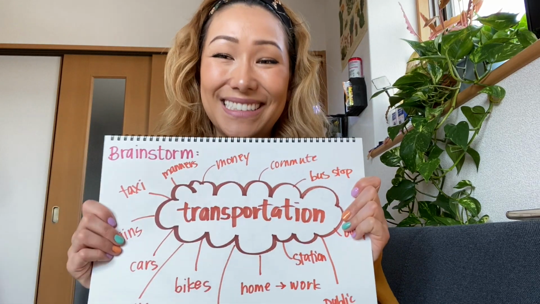Now, usually in our Eikaiwa classes at Kenmei, I would have everyone share. We would get into groups or pairs and we would share with each other what we did for our brainstorm. But unfortunately, we can't do that today. So instead of sharing as a group, I will just share what I did for my brainstorm. All right.